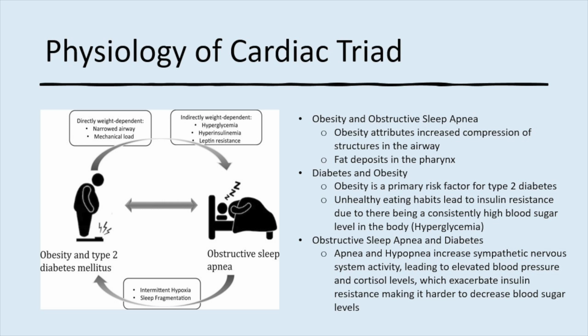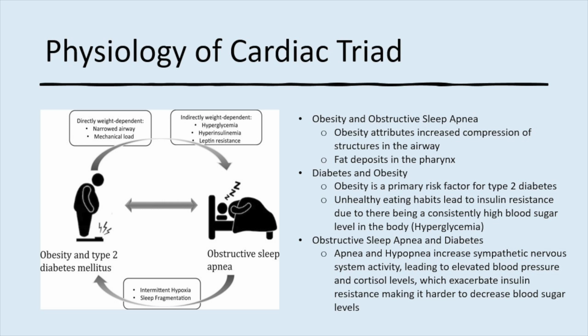Now we have symptoms of apnea and hypopnea, which increase the sympathetic nervous system. Your sympathetic nervous system is your fight or flight response. So during apnea and hypopnea, when your body isn't intaking the amount of oxygen it needs to survive, your body is going into fight or flight. So that triggers your blood pressure to increase and your cortisol levels to increase. Cortisol is your stress hormone.